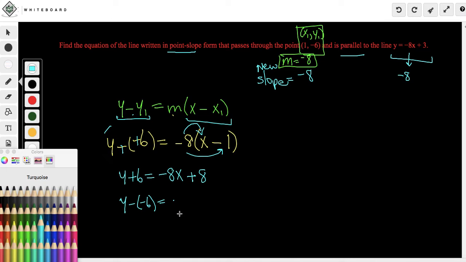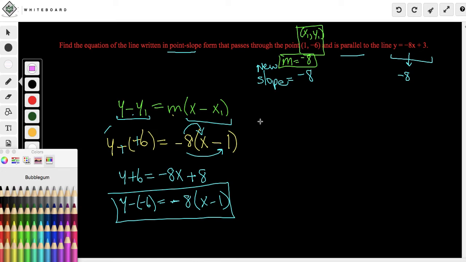But if we want to go back and change it, point slope form would have been the slope times x minus 1. So we would have had to leave it like that, what we had up here. This is actually going to be in point slope form. On your test, they're probably going to ask you to only do slope-intercept form. So we're going to go ahead and figure out what that's going to be. So that would be y equals mx plus b.